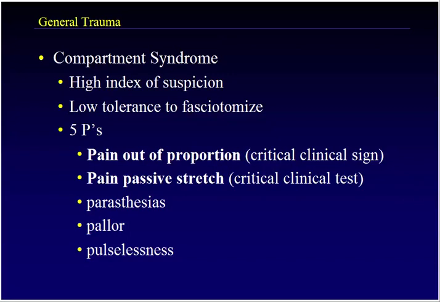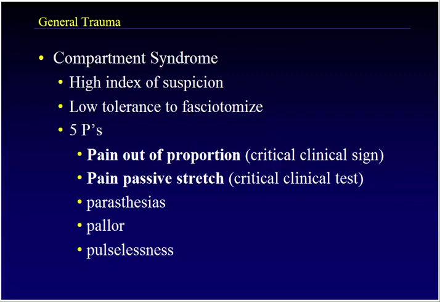You should have a low tolerance to do fasciotomies. If you suspect that the patient has compartment syndrome, you should probably err on the side of releasing the compartments to avoid missing it. The 5 Ps are listed here. Again, the 2 critical things mentioned are, first, the critical clinical sign would be pain out of proportion. That's often difficult to assess clinically because different patients, of course, have different pain thresholds. But basically, it means that the patient is experiencing more pain than you would typically expect from the type of injury that you see. And then the critical clinical test, or the hallmark of clinical examination, would be pain with passive stretch of the extremity.